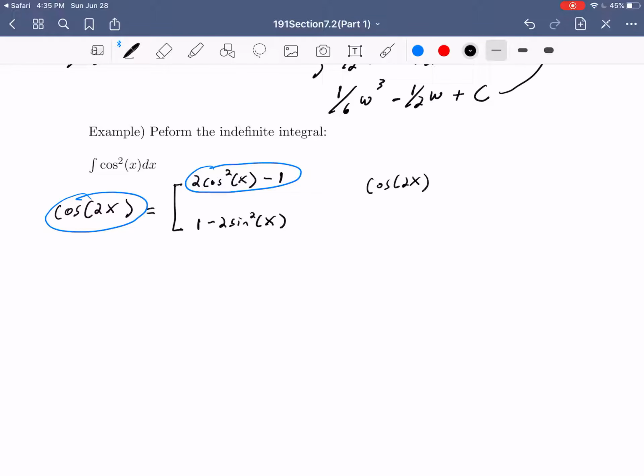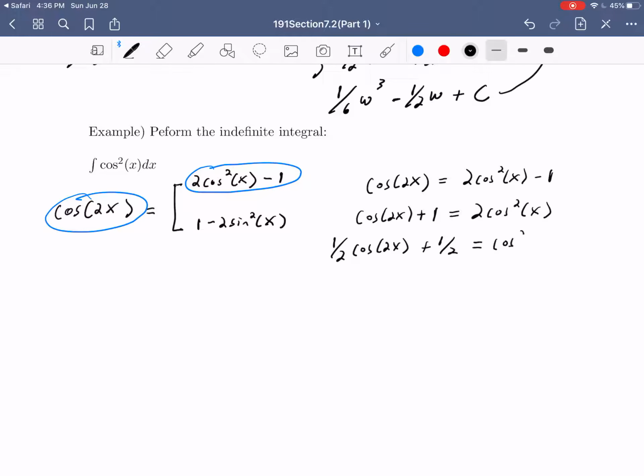Cosine 2x is 2 cosine squared x minus 1. I suppose we could go ahead and add the 1 over. So we get cosine 2x plus 1 is 2 cosine squared. And then we could divide by 2, and we would get 1/2 cosine 2x plus 1/2 is equal to cosine squared. Notice this now gives us an identity where we can replace a cosine squared with something that does not involve a square. No longer is there a square in here, it's just a normal trigonometric function.